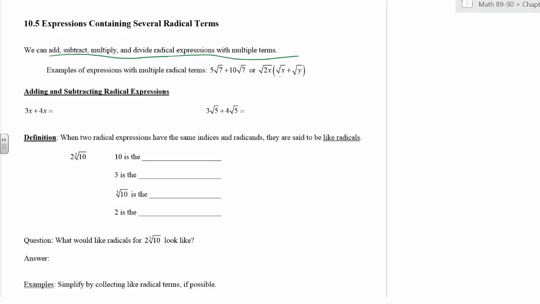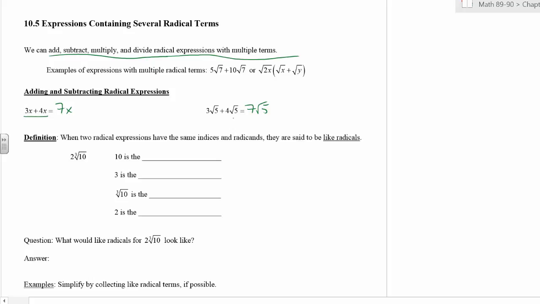So if I were to ask you, what's 3x plus 4x, everyone would say 7x. So translating that over to radicals, what do you think if I was adding 3 square roots of 5 plus 4 square roots of 5? I end up with 7 square roots of 5. So just like we're counting up the number of x's over here on the left, you're counting up the number of square roots of 5. And that's sort of how you think of it.